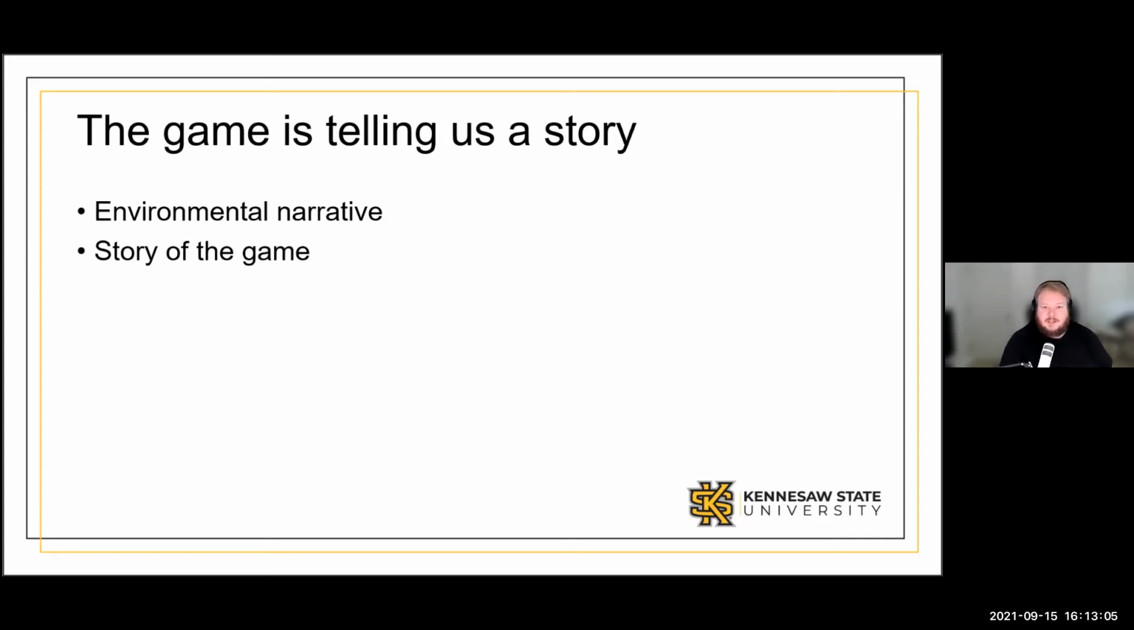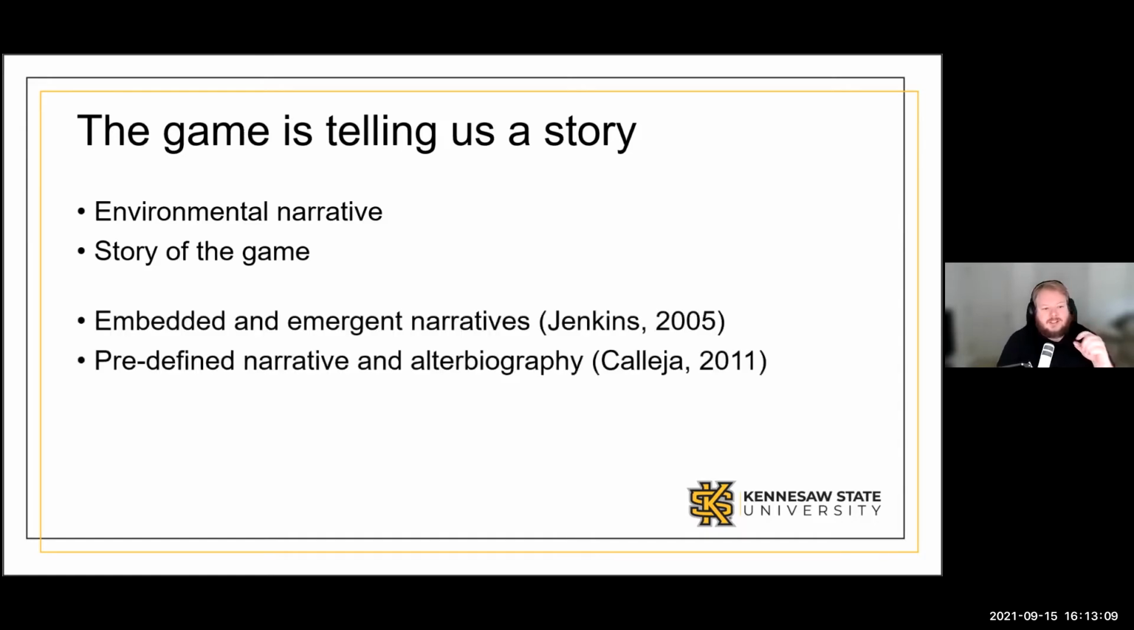So as I mentioned, a lot of this stuff has been processed by game studies, and there are essentially two really relevant frameworks here that we need to be aware of. Jenkins in 2005, and I think Miriam's going to cringe a little bit because this is really old by now, but it's still relevant for the argument here. Jenkins talked about embedded and emergent narratives. The embedded narratives are the stuff that's already placed in the game. And the emergent narrative is stuff that arises as you play the game.